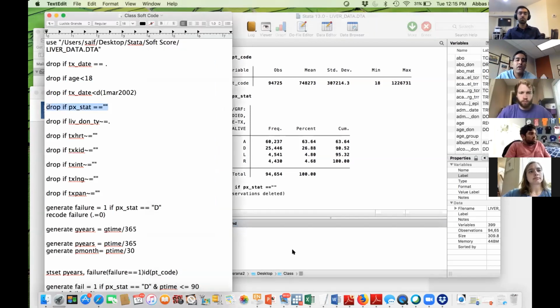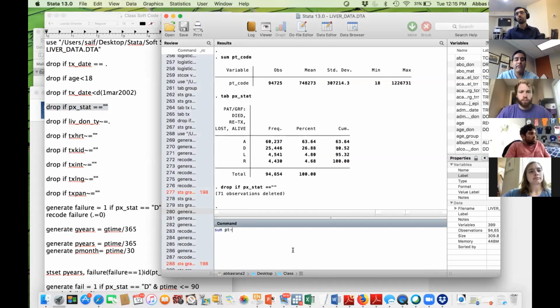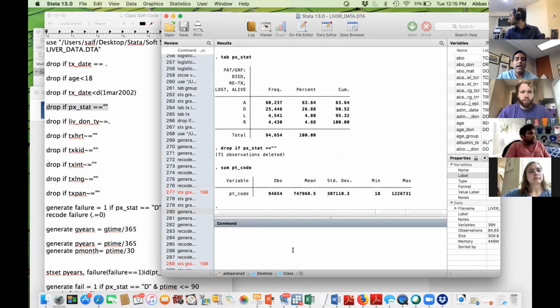Okay, so far, we have 94,000 patients that are only transplants, that are adults, that are done in the modern era, and that have follow-up. Does anyone have any questions at this point? Raise your hand or just start talking.